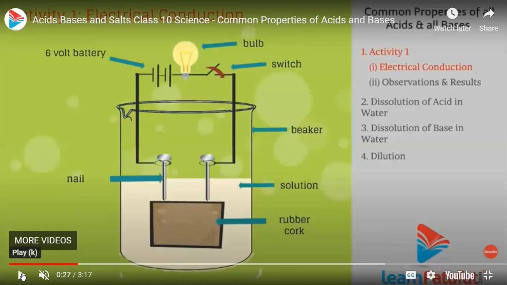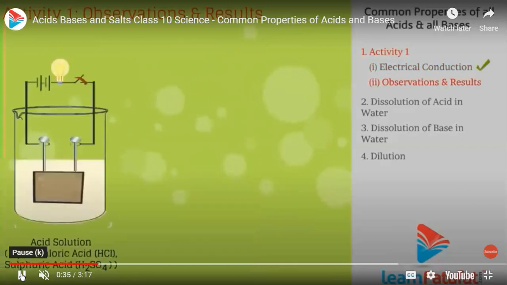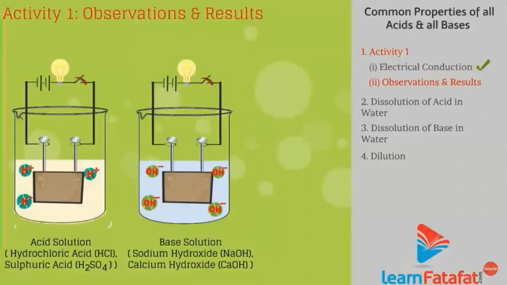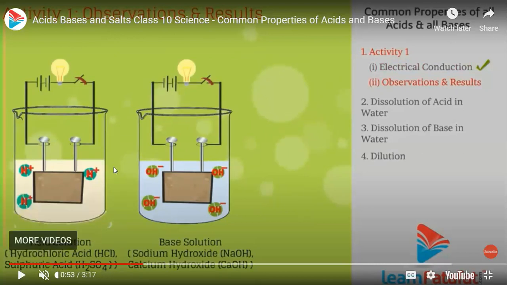So now let's just observe what exactly is the activity, how it takes place. Now in case of HCl, when we have taken HCl and H2SO4, the bulb will glow. In case of sodium hydroxide, calcium hydroxide, also the bulb will glow. But in case of alcohol and glucose, if you see, the bulb will not glow. Now, what is the reason behind that? In case of HCl and H2SO4, the bulb is glowing due to the presence of H plus ions respectively.